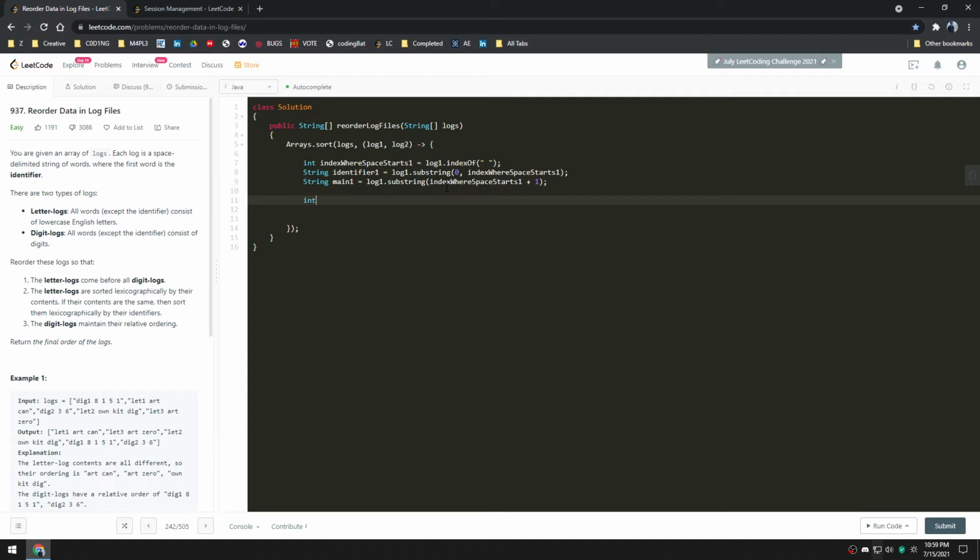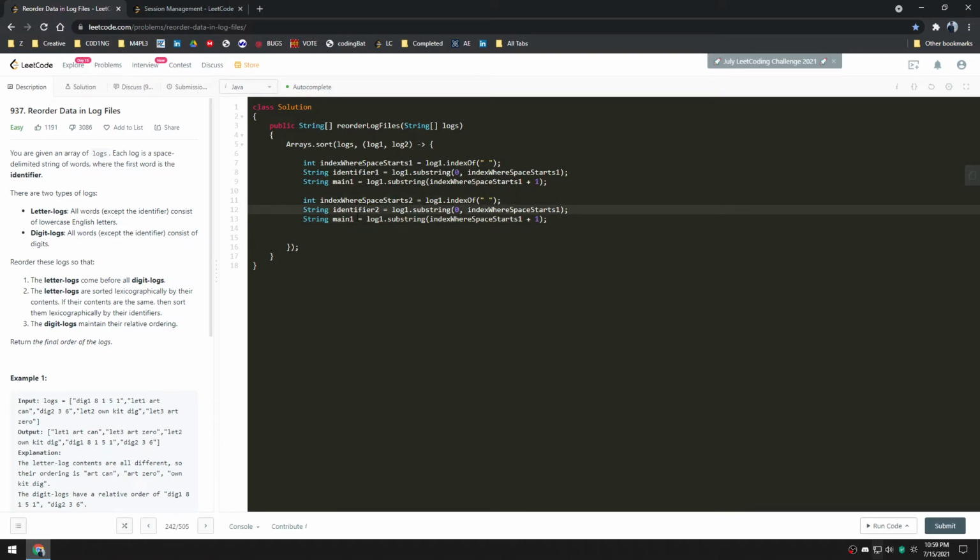So now let's do the same thing for our second log. Let me copy all this for the sake of time. Copying is not the best way of doing things, but in this case, we're just going to do it. I'm going to change everything to 2 because we're talking about log 2 now, and I want to make sure things are named according to the log we're looking at. Exactly the same thing, except for log 2.